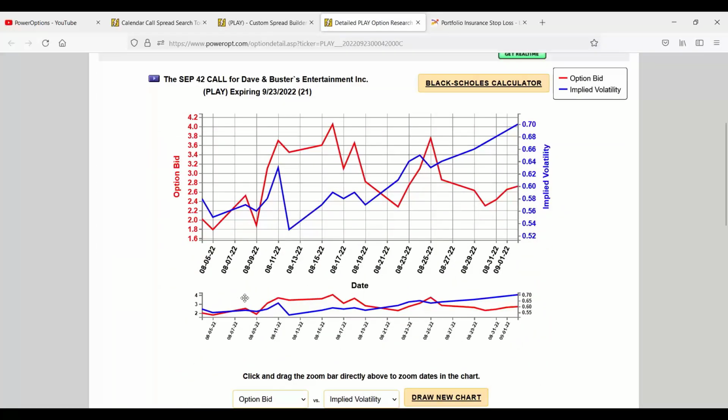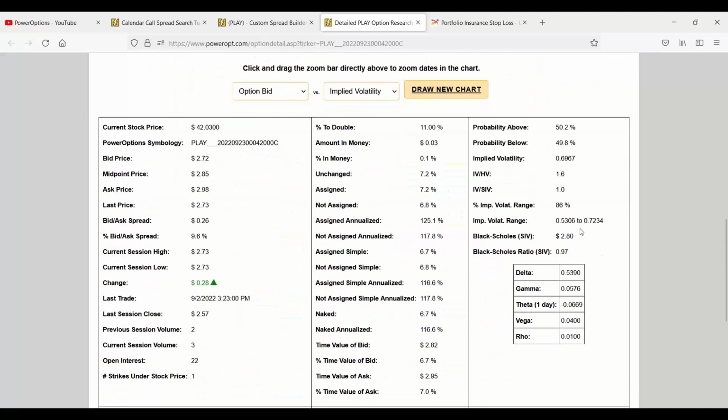And what this is showing me, this option was released on August 5th. This is showing me the implied volatility of the option versus the price. I'm sorry, implied volatility is here. The implied volatility of the option over the price. But further down below, I can see the total IV range. Since this option has been released on the market, we're currently at 86% IV range for the long option.